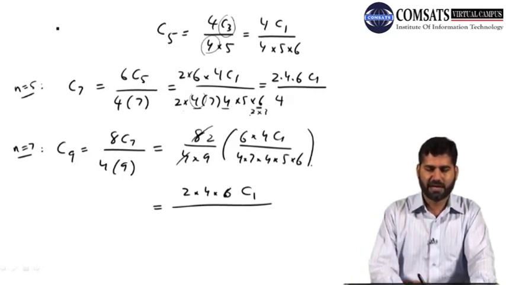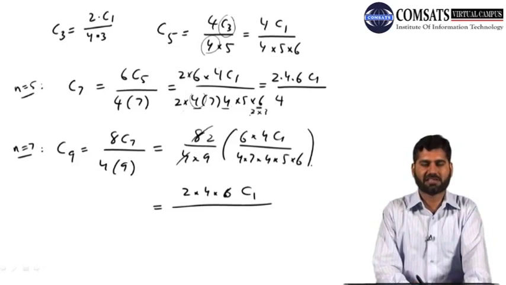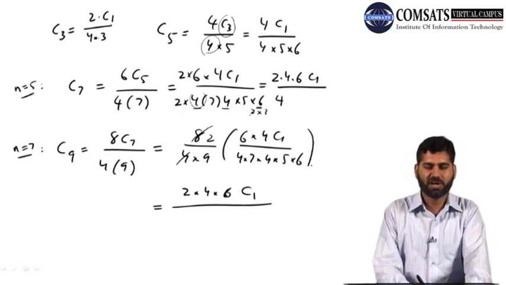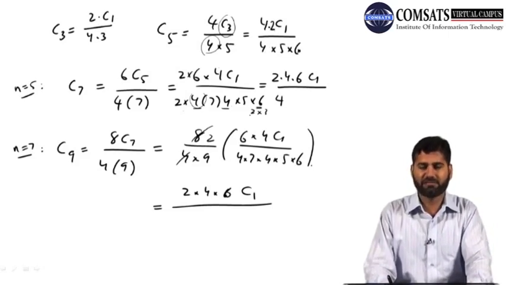It's better if you write this C3. C3 is C1 by 6. So you can write 4, 3, C1 and 2. This is C1 by 6. 2 2s are 4 and 3 2s are 6. So here you will get 4 times 2 C1, 4, 5 and 4, 3. So 4 square and 5, 3.